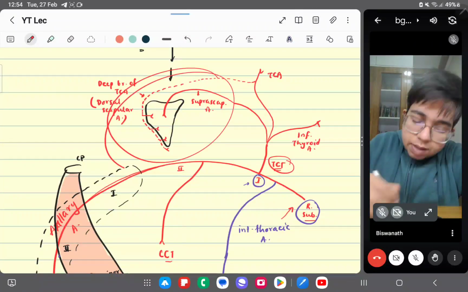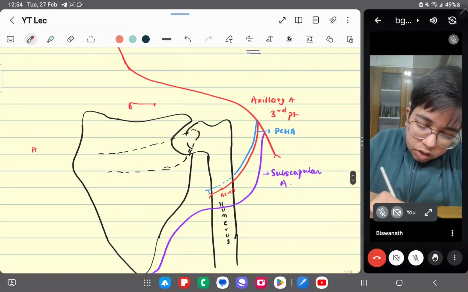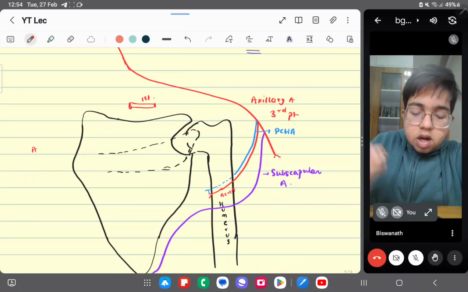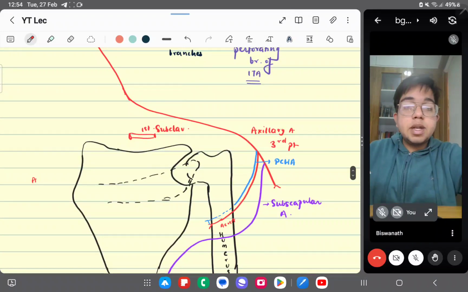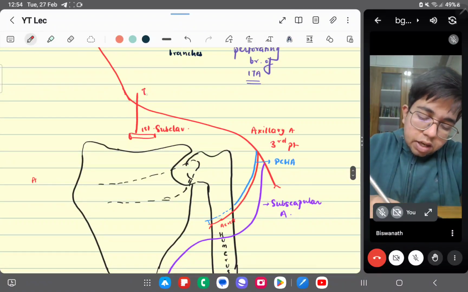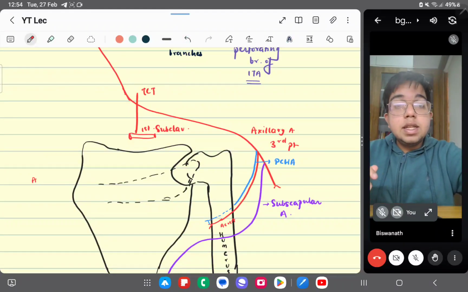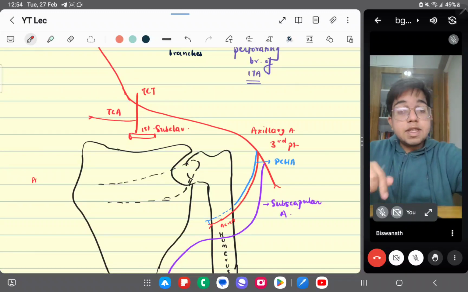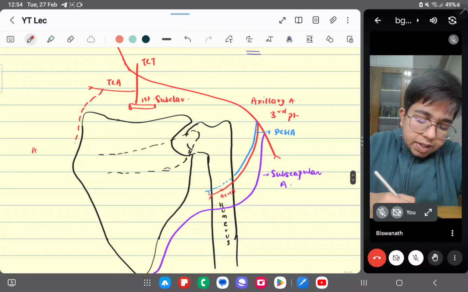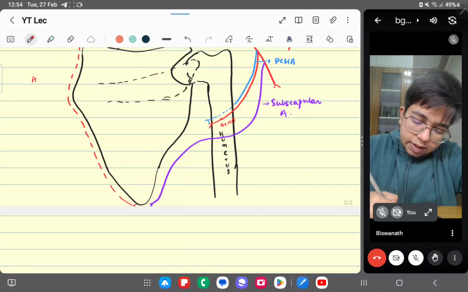So we need this part now. So I'll be drawing up like this. I'm just drawing the first part of your subclavian artery. The first part of the subclavian was giving the TCT. I'm drawing the TCT, not TCA, TCT. This TCT was giving the TCA, transverse cervical artery. This transverse cervical artery was giving the deep branch of TCA, that is the dorsal scapular artery. Can you relate? Yes, very good.